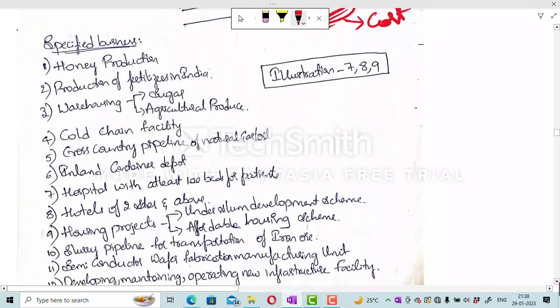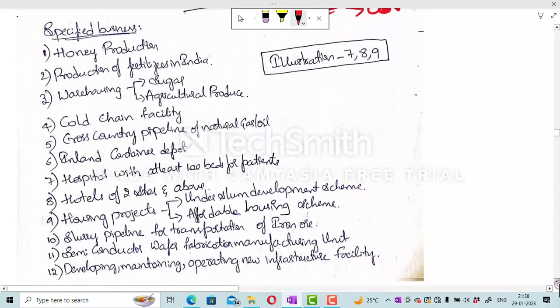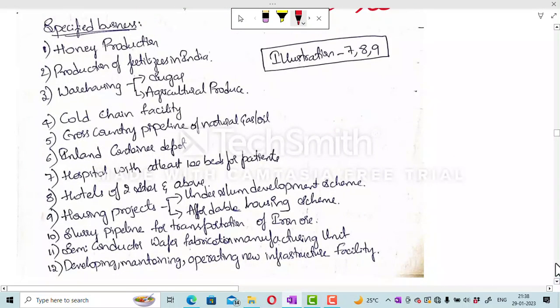Okay, what are the specified businesses? Government of India has given some specified businesses. Only if we have started these businesses, we will get the deduction. There are only specified businesses, not "etc.", only the 12 businesses. Actually some more are there, but I have merged them here itself.